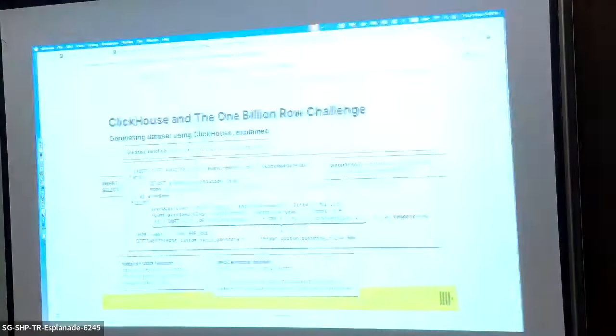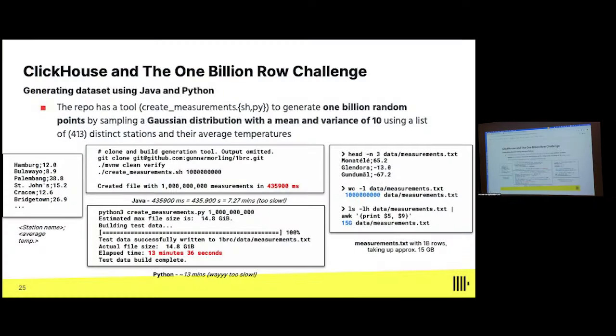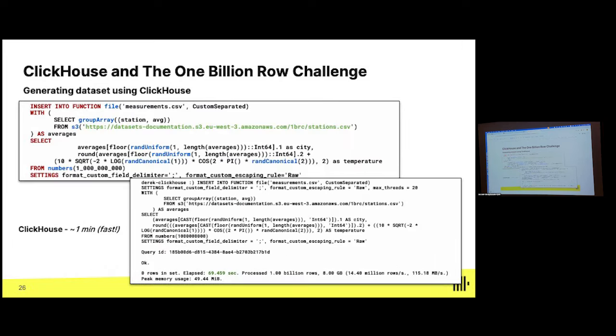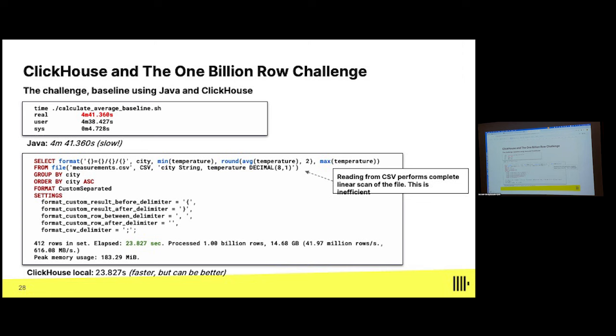So we have Python taking, I don't know, how much? 13 minutes, Java 7 minutes, and then ClickHouse 1 minute. I think if I use a faster disk, I might even go below 1 minute, right? So I explained this, how we generate the data set. Now using this measurement.csv, we can then generate some baseline.